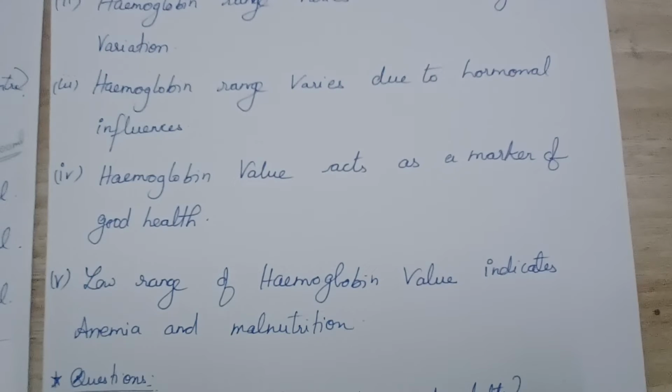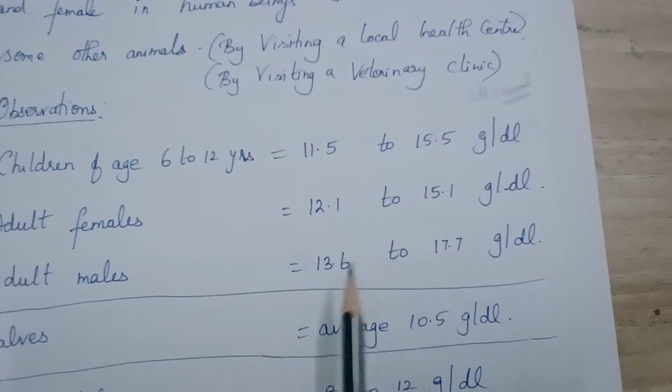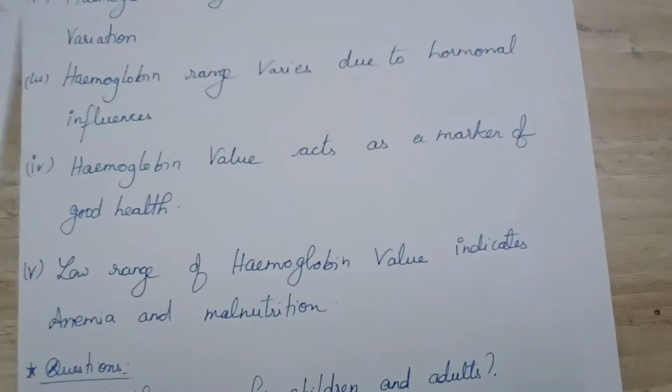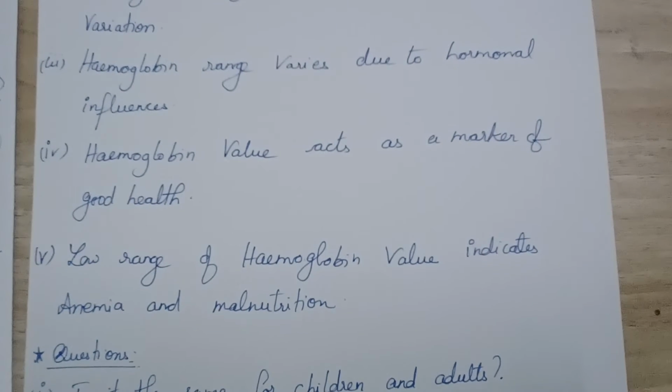If you are anemic, you look very pale, because your hemoglobin is very low and not covered under this range. Hemoglobin content is good in beetroot and spinach, so you can have them.